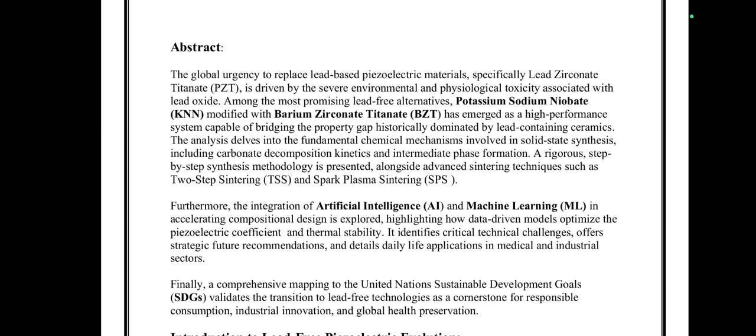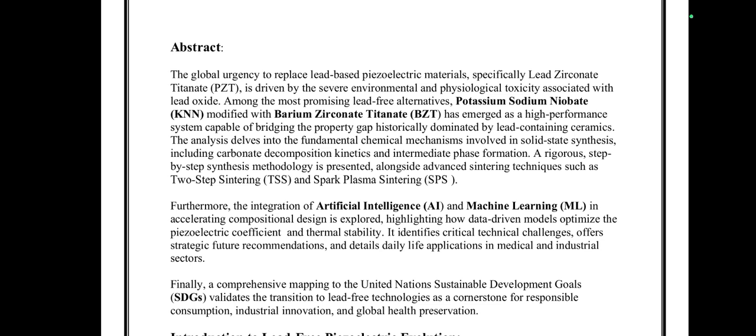Furthermore, the integration of artificial intelligence and machine learning in accelerating compositional design is explored, highlighting how data-driven models optimize the piezoelectric coefficient and thermal stability. Basically, it identifies critical technical challenges, offers strategic future recommendations, and detailed daily life applications in medical and industrial sectors.